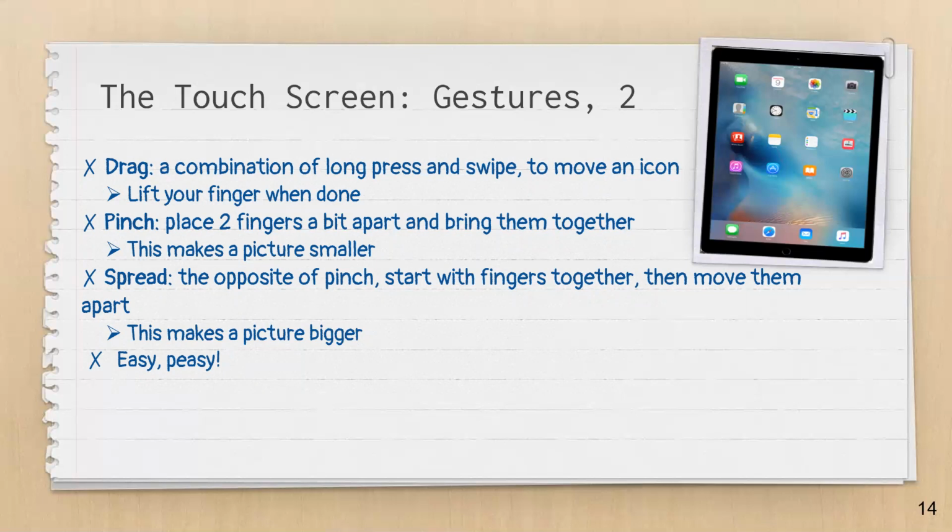If you drag it between two icons, it'll move the other ones to the right or to the left to accommodate the one that you're bringing in. It's very clever. You won't lose anything. Right? Then we also have two that are very clever called the pinch and the spread.